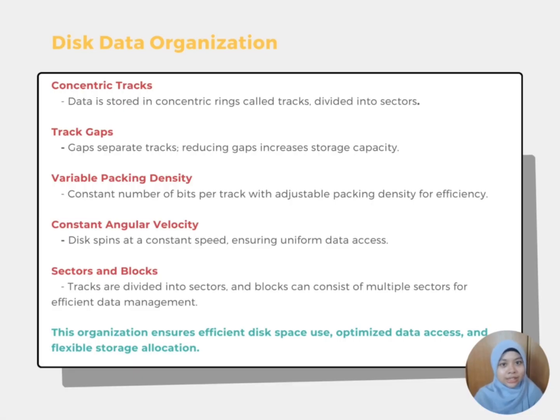Now, let's learn about data organization. In this data organization, data is stored in concentric rings called tracks, divided into sectors. Gaps separate tracks. Reducing gaps increases storage capacity. There is a constant number of bits per track with adjustable packing density for efficiency. The disk spins at a constant speed, ensuring uniform data access. Lastly, tracks are divided into sectors, and a block can consist of multiple sectors for efficient data management. This organization ensures efficient disk space use, optimized data, and flexible storage allocation.